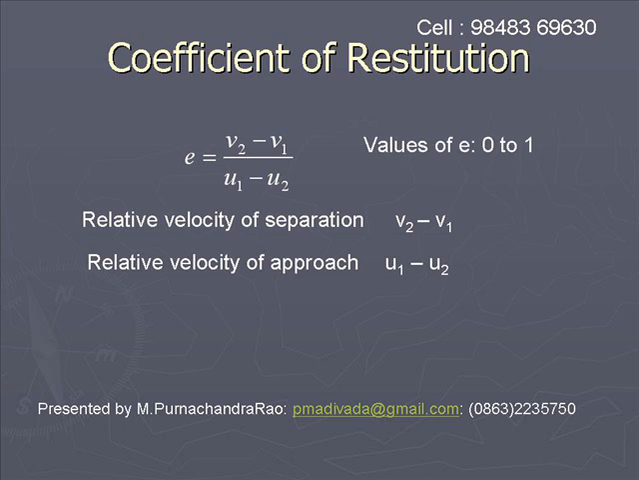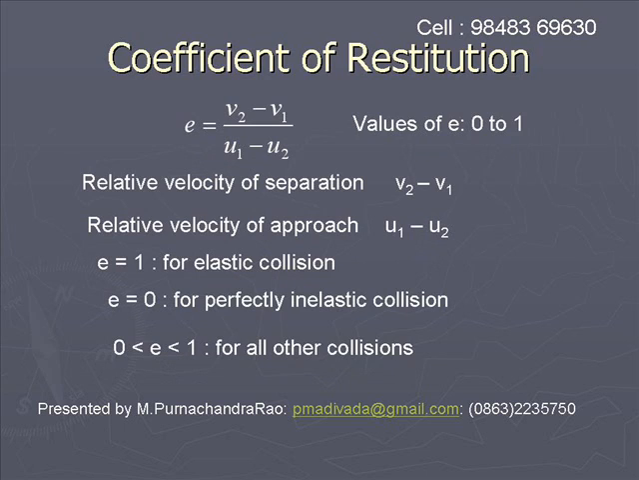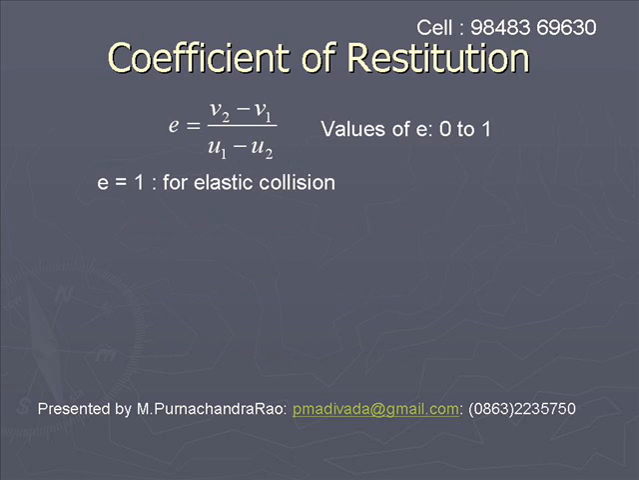Coefficient of restitution. The value of E varies from 0 to 1. E is equal to 1 for elastic collision. E is equal to 0 for perfectly inelastic collision. So, the value of E lies between 0 and 1, that is, 0 is less than E is less than 1.